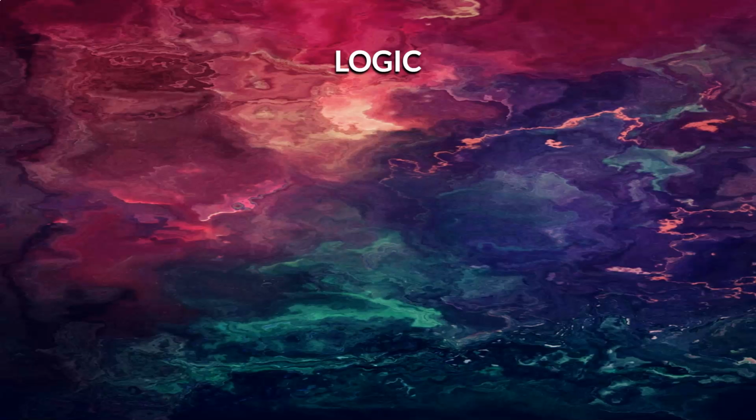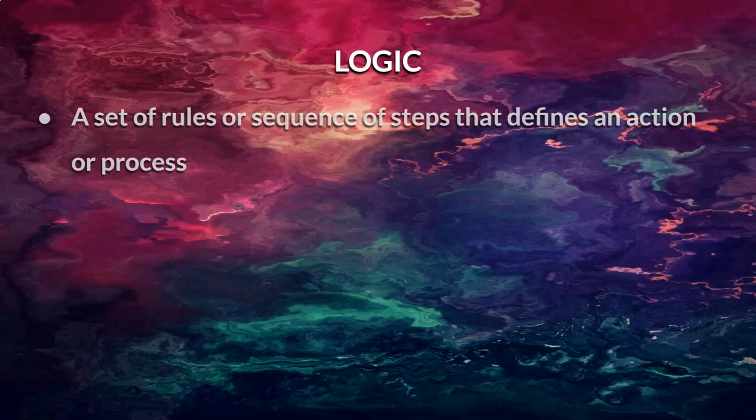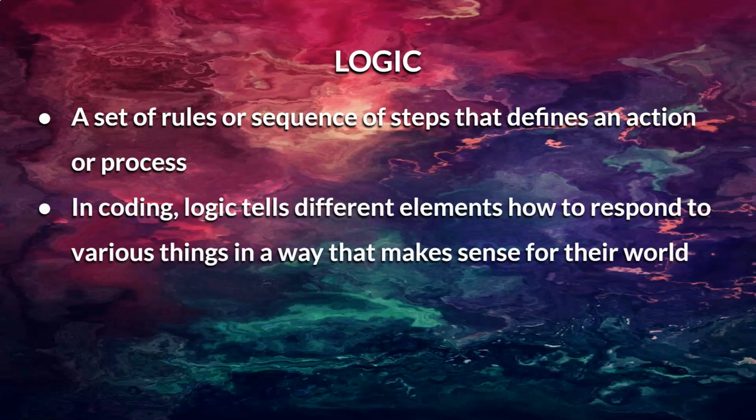So the first question is, of course, what is logic? Logic is basically a set of rules or sequence of steps that defines an action or process. It's basically the things that are used in order to define what it is that you're creating. So it can be anything from the physics of your environment to the way things interact with each other. So in coding, it tells different elements how to respond to various things in a way that makes sense for their world.